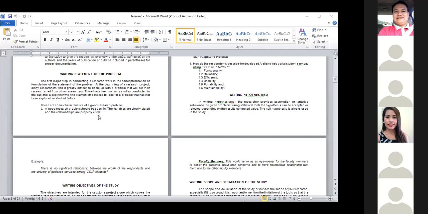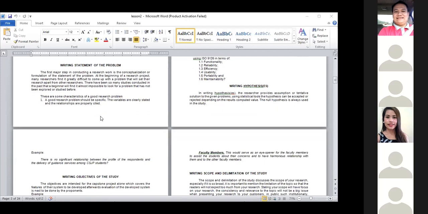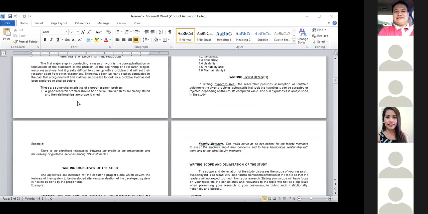Okay, so these are the characteristics of a good research problem. A good research problem should be specific. So it should be achievable. Okay, so hindi lang kayo basta mag-formulate ng question na out of the blue, no? So it must be specific, it must be achievable, and it must be answerable. Okay, the variables are clearly stated and the relationships are properly cited.